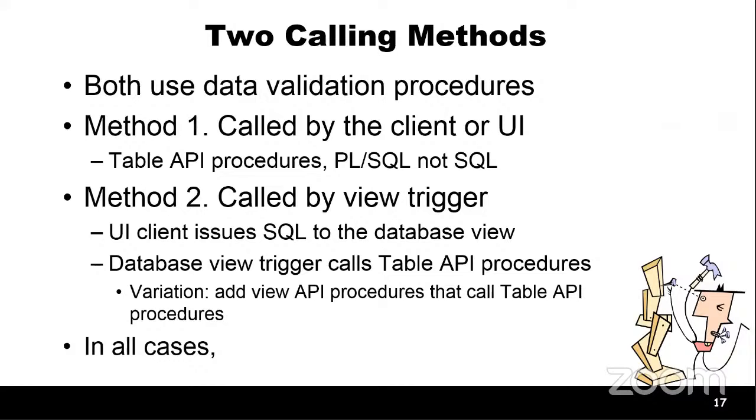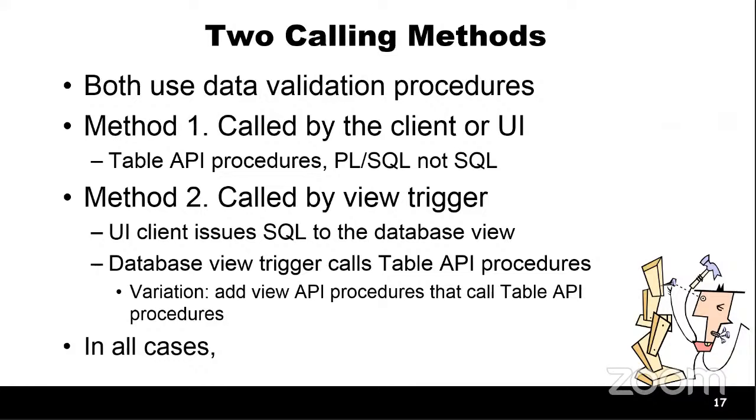The second method is you create a view on whatever object you're looking at in the user interface. And when the client issues insert, update, delete SQL to that database view, there's a database instead-of trigger that calls the table API procedures. So instead of having the table API procedures called by the client, as in method one, you're calling them from the view trigger in the database.